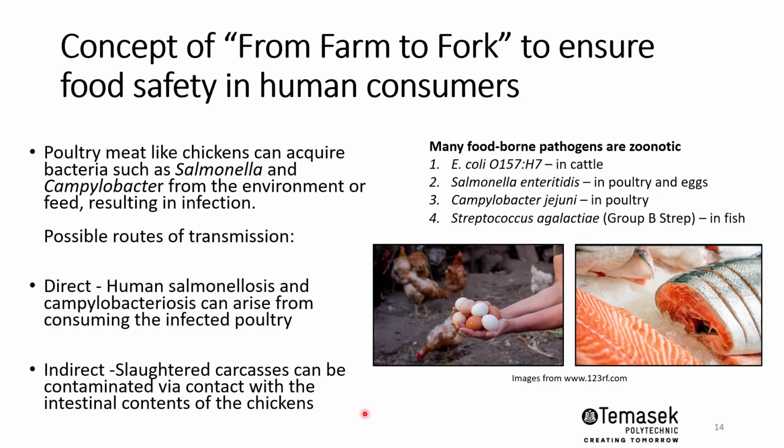All right, so many of the foodborne pathogens are actually zoonotic. You have the E. coli O157 strain, which is found in cattle. You have the Salmonella enteritidis that is often found in poultry and in eggs. Campylobacter jejuni, a very famous bacterium found in poultry, as well as Streptococcus iniae, known as a Group B Streptococcus, which is found in fishes.